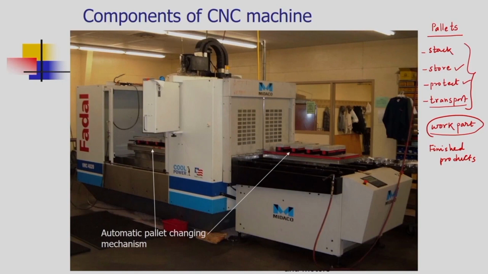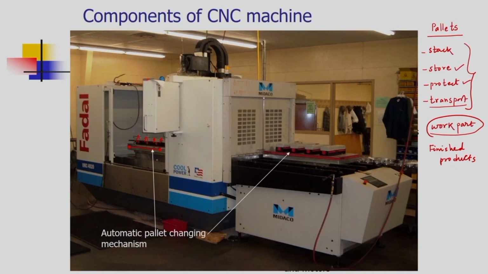In this machine you can see there is a pallet. On this pallet various work parts are mounted and the machine will carry out processing, whatever the processing may be, machining or drilling, or it may be welding. This processing will be carried out on the work part, or it may be a washing operation as well. Once the operations are done, then either the pallets will be removed manually or by using robots.